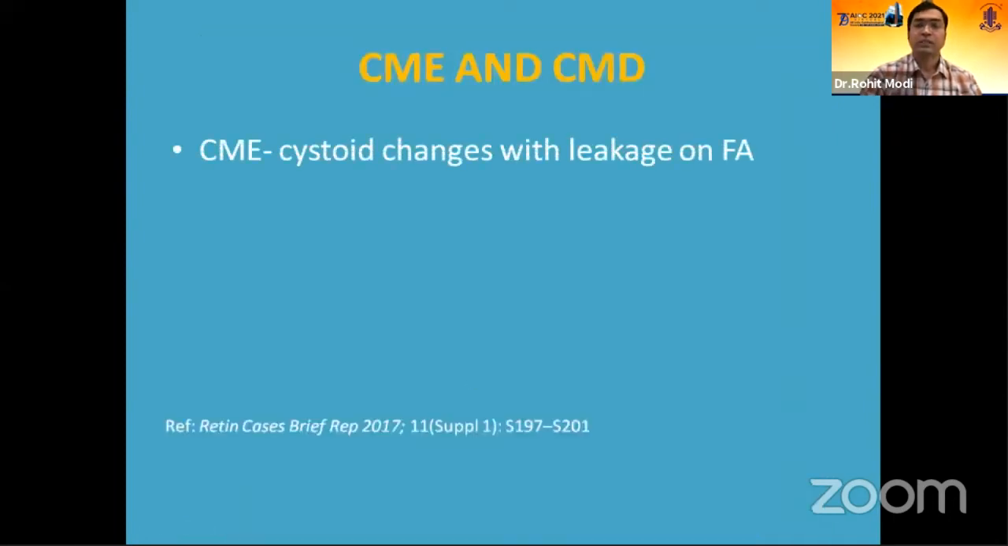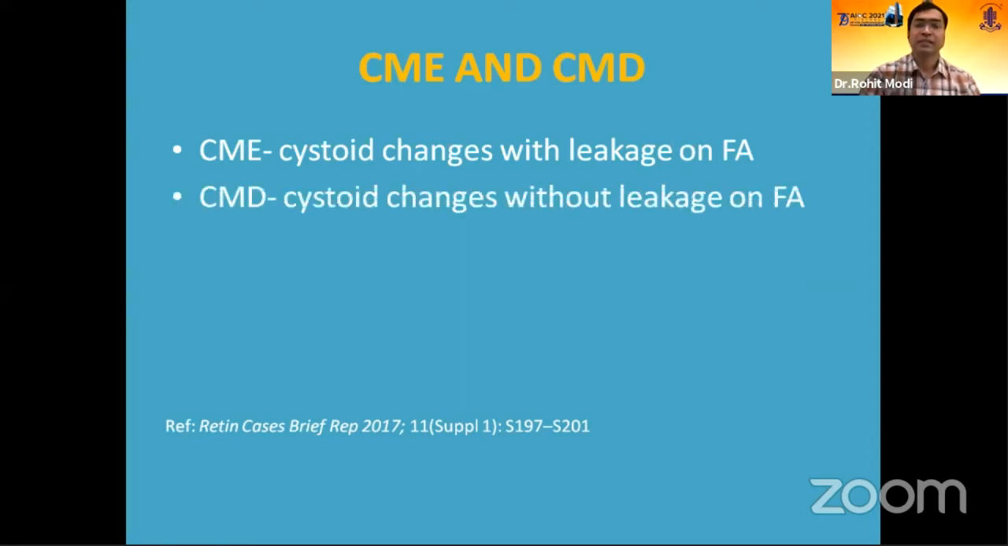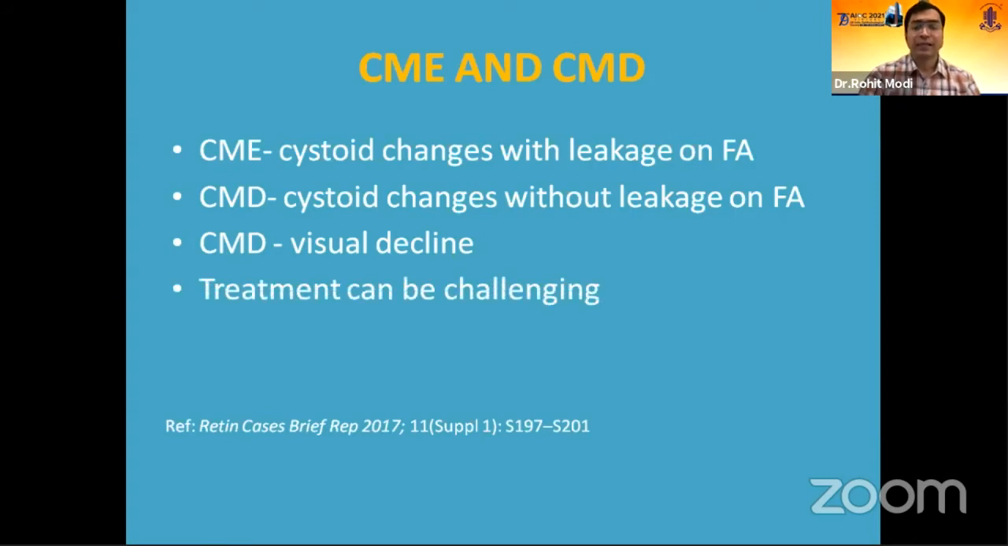Now, in CME and cystoid changes, CME is cystoid changes along with leakage on fluorescein angiography, whereas CMD is cystoid changes without leakage on fluorescein angiography, and CMD indicates that there is a visual decline and it is a poor prognostic factor. The treatment can be challenging. It may require intravitreal injections or eplerenone.